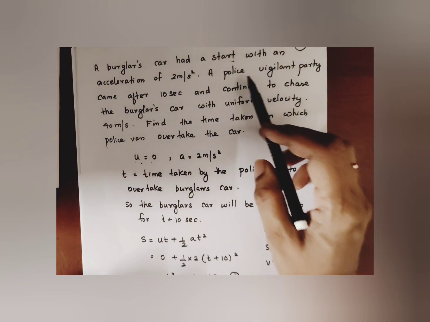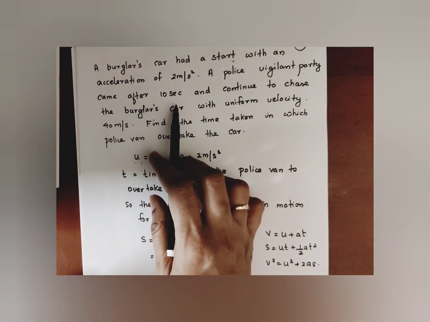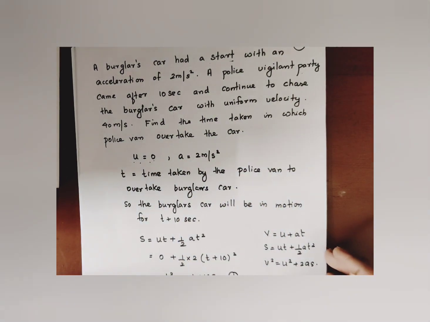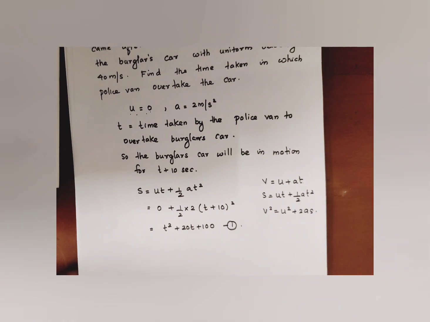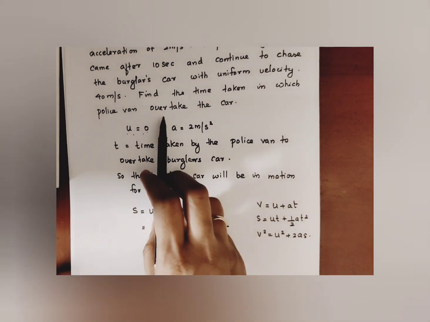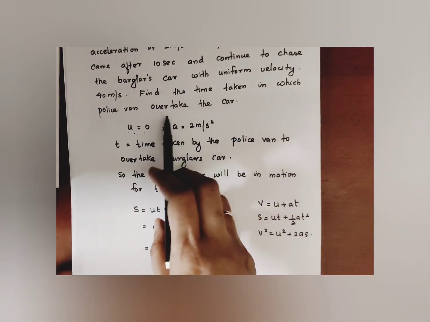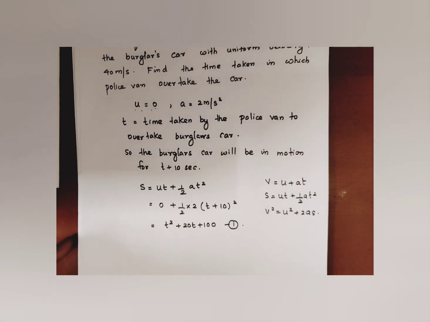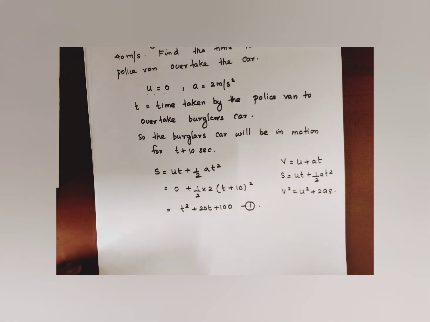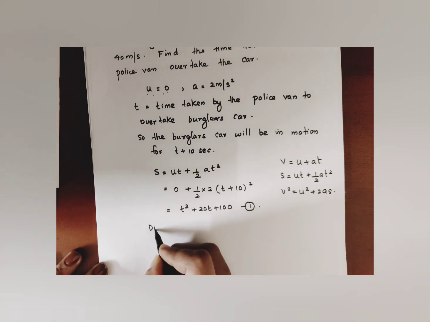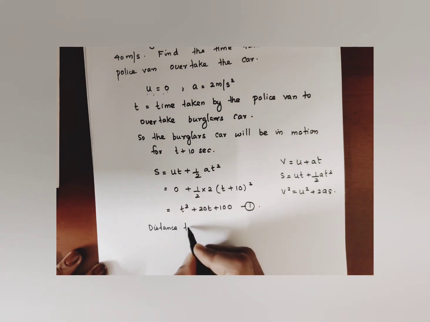Now in the question, the police vigilant party came after 10 seconds and continued to chase the car with uniform velocity. You have to calculate the time at which the police van overtakes the car. When the police van overtakes the car, displacement should be equal to or more. So here we are assuming the distance travelled by the police van.